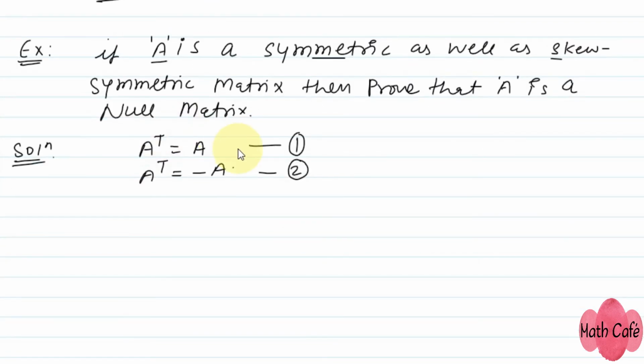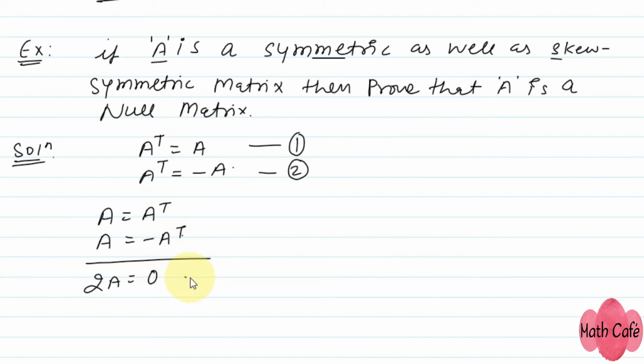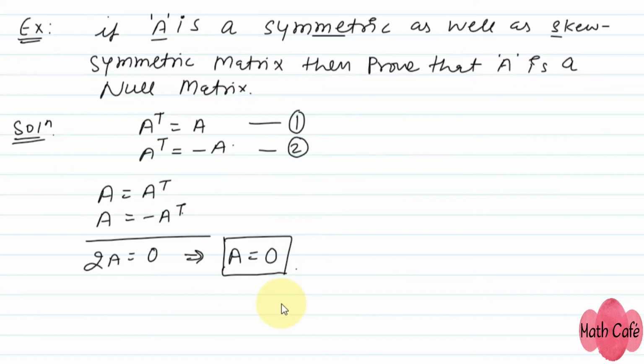From equation number 1, it is given A is equal to A transpose, and in equation number 2, if I multiply minus 1 on both sides, then A will be equal to minus A transpose. If I add both the terms, then A plus A will become 2A, and A transpose minus A transpose will become 0 matrix. So finally matrix A will be a 0 matrix. That's what we needed to prove. Hope you understand this. Let's move to the next example here.